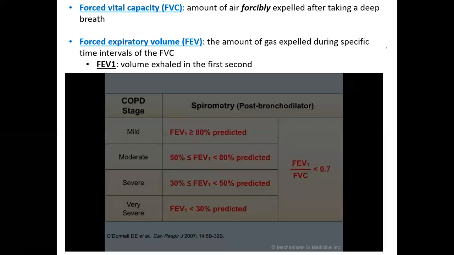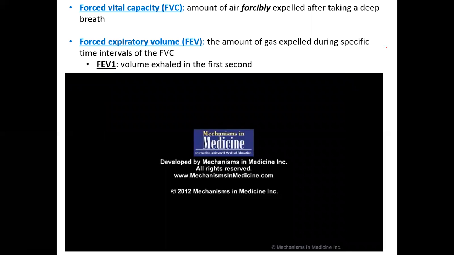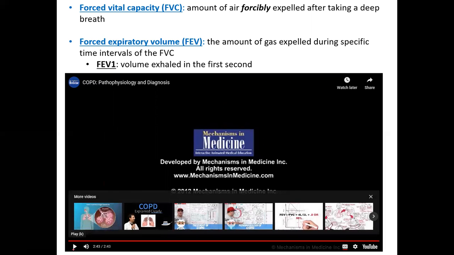Okay, so just a note before we move on to the next slide. TV and V sub T both mean tidal volume.